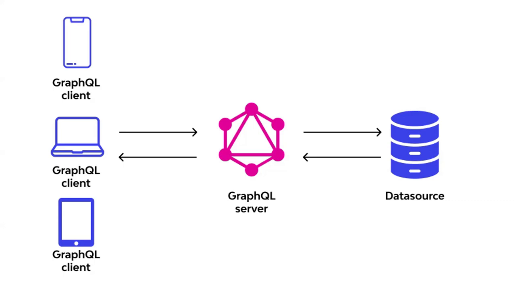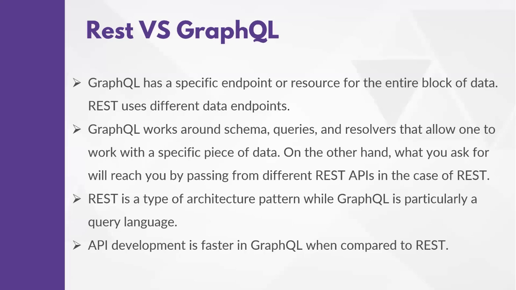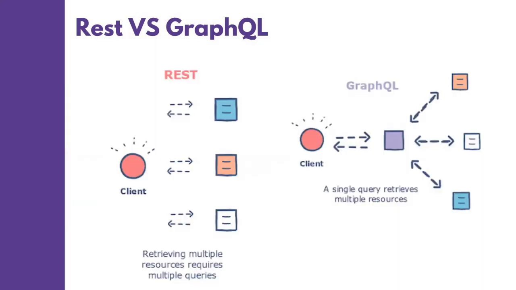Now the question comes: how is GraphQL different from the REST operation? When we already have REST operations, and REST API is already there, then why do we need GraphQL? What's the reason behind that? So let's try to understand the difference between REST versus GraphQL. And before this, I am going to show you this image.